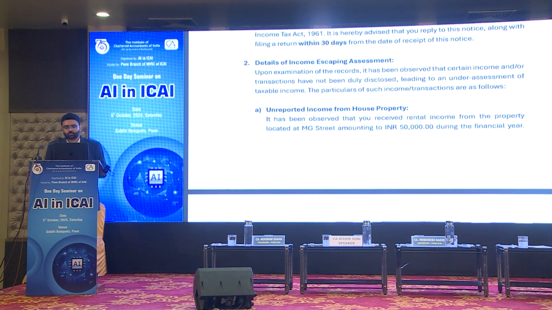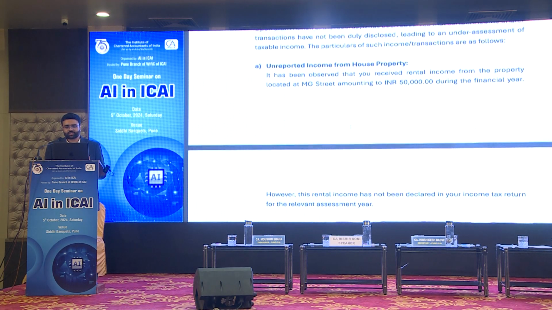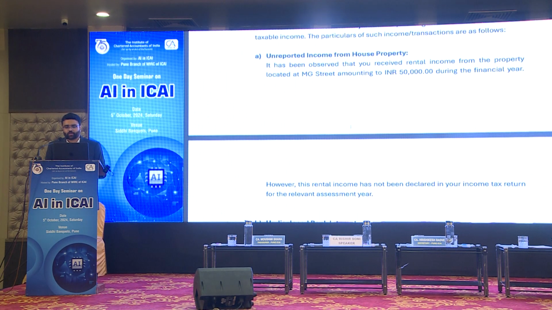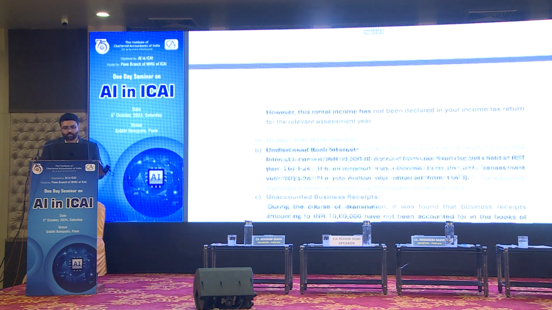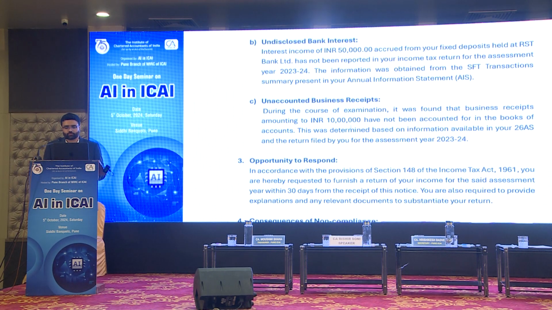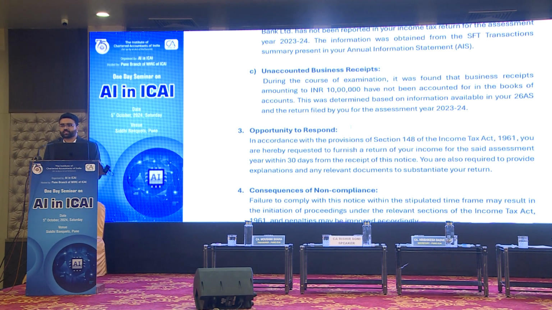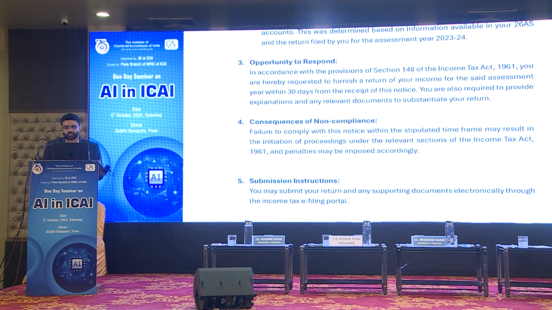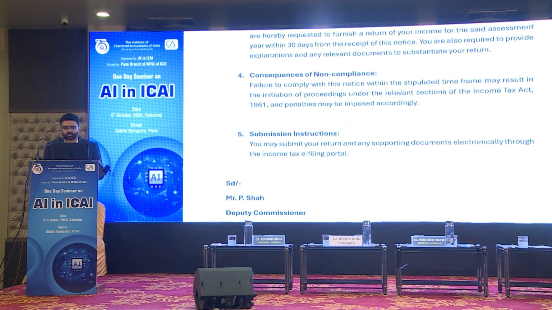And the details of this particular notice are basically under three main heads. The first is there's an unreported income from house property of rupees 50,000 during the financial year, which has not been included in the return of income. The second is there's undisclosed bank interest of around 50,000 again, which has been accrued on fixed deposit, which was being shown at AIS or TIS, but actually have not been incorporated in the books of accounts. And there's unaccounted business receipts of around 10 lakh rupees, which have not been accounted in the books, which are appearing in 26AS. Then there's opportunity of response, consequences of non-compliance, and submission instructions, which is just there in the normal notice also.